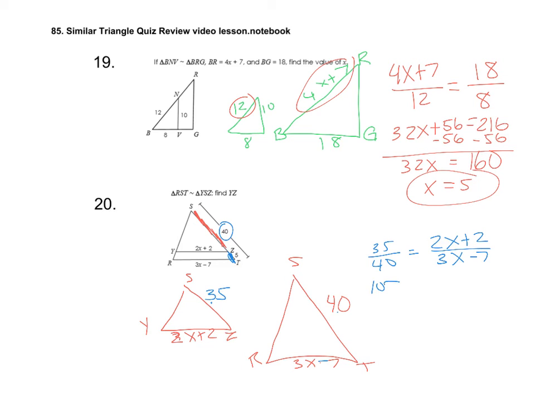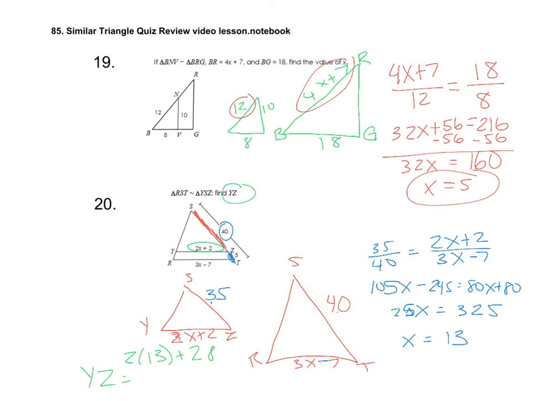So let's see, we get 105x minus 7 times 35 is 245 equals 80x plus 80. Let's see, we get 25x equals 245 plus 80 is 325. 325 divided by 25 is 13. And then it says, what is the value of YZ? So YZ is 2x plus 2. So that's 2 times 13 plus 2. So YZ, 26 plus 2 is 28. And we're done.